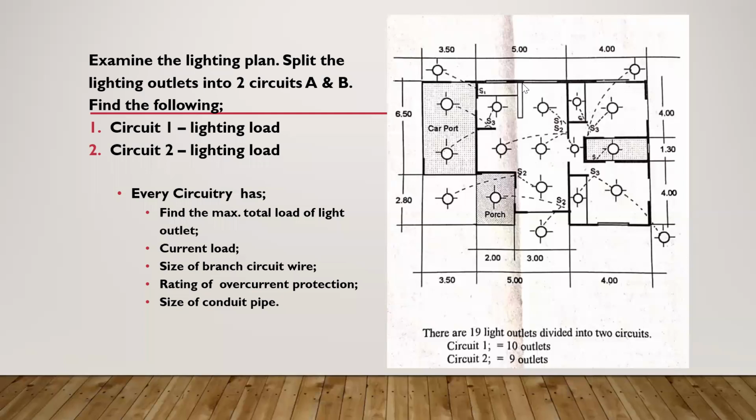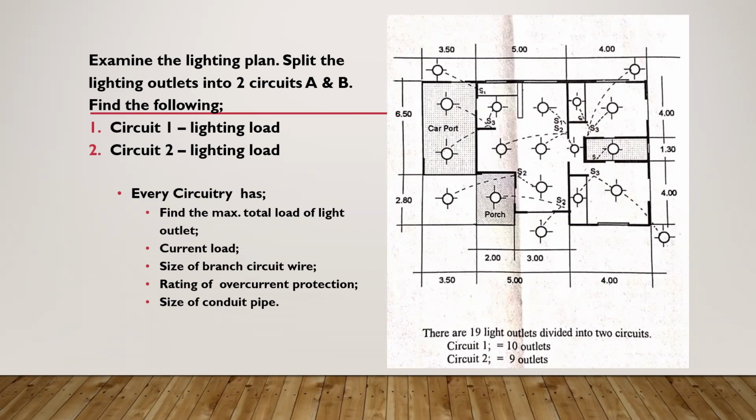So here our illustration. We will examine the lighting plan. We will split the lighting outlets into two circuits, A and B, and we will find the following. Find the maximum total load of the light outlet, yung kanyang current load, yung size ng branch circuit wire, yung rating ng overcurrent protection device or yung ating fuse, and then the size of the conduit pipe.